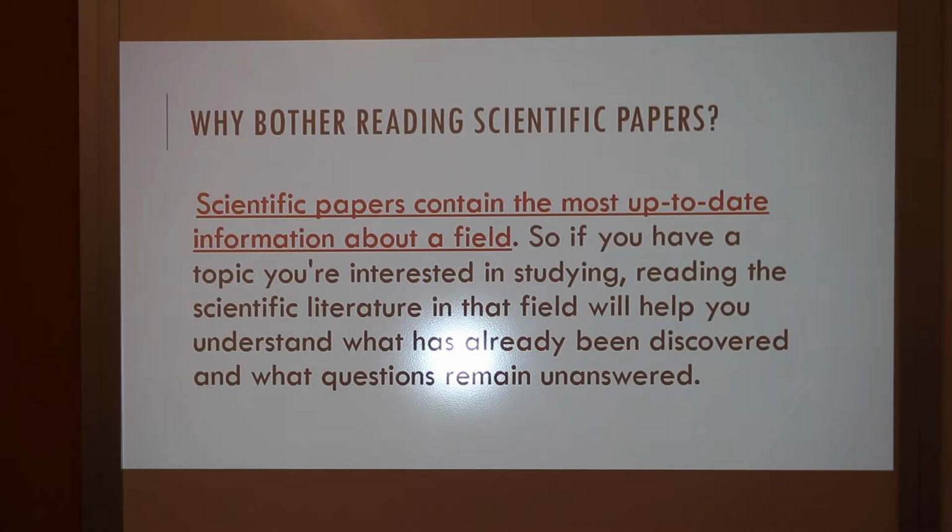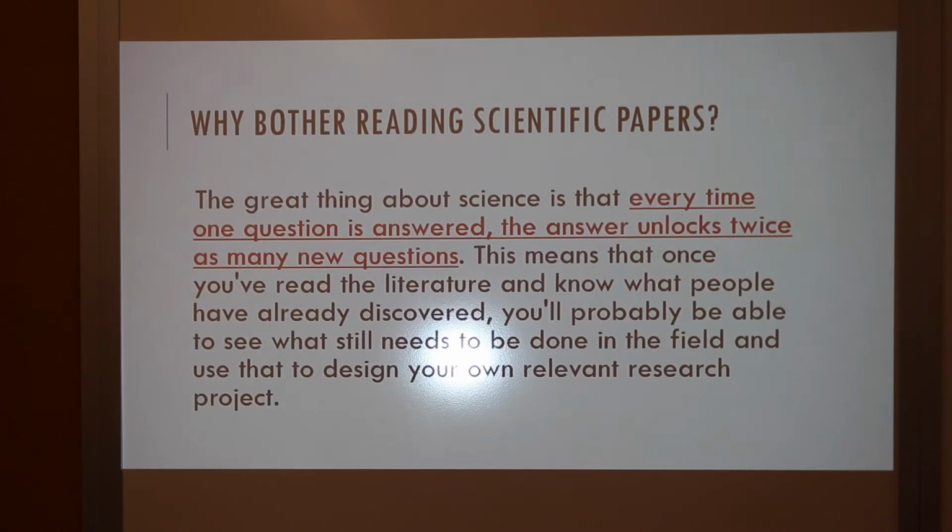Continued, scientific papers contain the most up-to-date information about a field. So if you have a topic you're interested in studying, reading scientific literature in that field will help you understand what has already been discovered and what questions remain unanswered. The great thing about science is that every time one question is answered, the answer unlocks twice as many new questions. This means that once you've read the literature and know what people have already discovered, you'll probably be able to see what still needs to be done in the field and use that to design your own relevant research project.